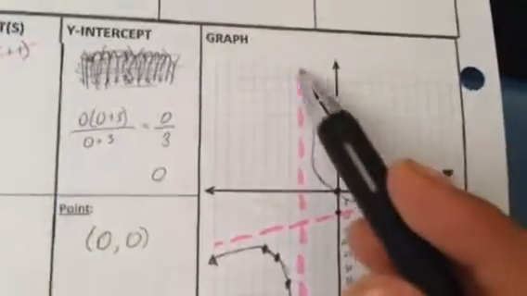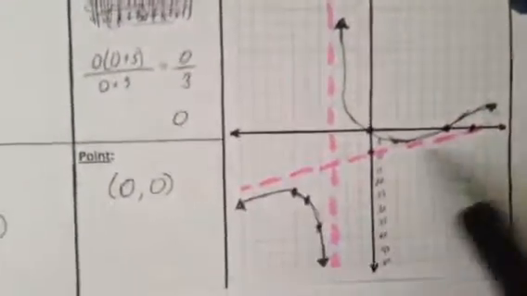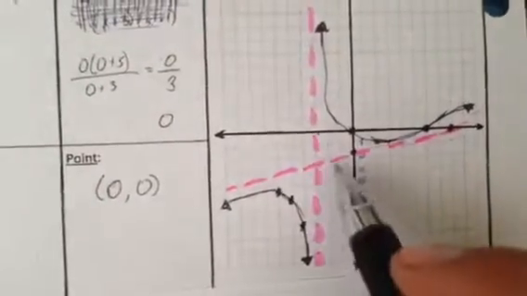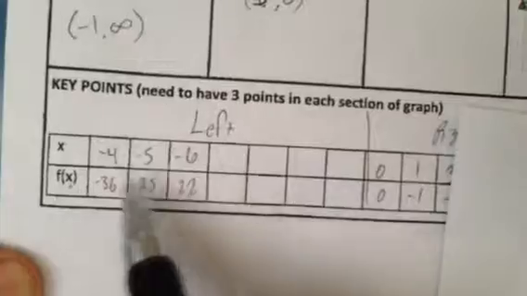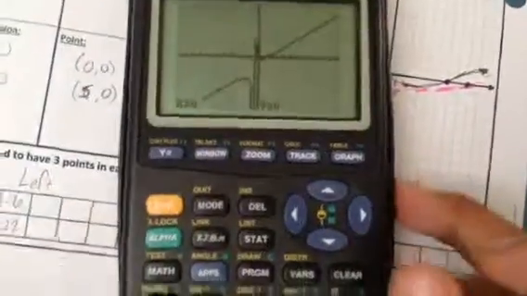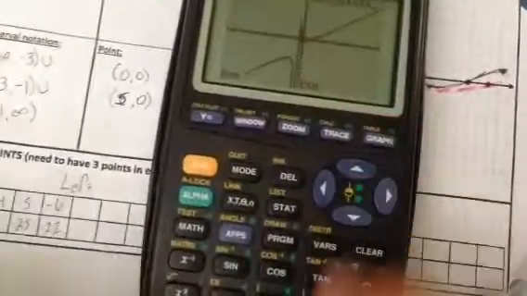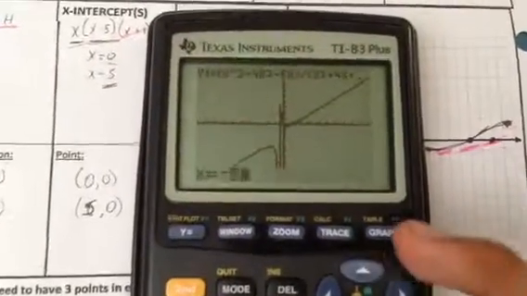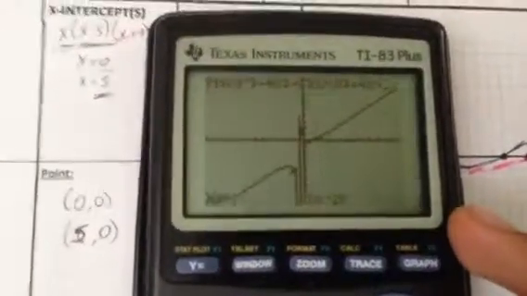And then here's our graph, and this is the vertical asymptote. This is at negative 3. And then to find the 3 points, we plug in values, we just go to our calculator, and we do trace and negative 4, and then it just gives us our value. So we do that for negative 5 and negative 6.